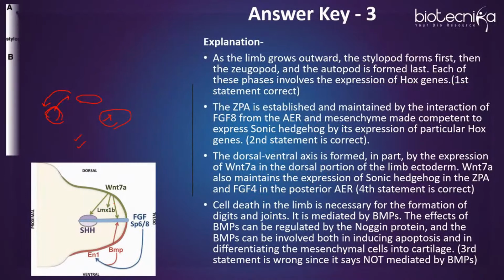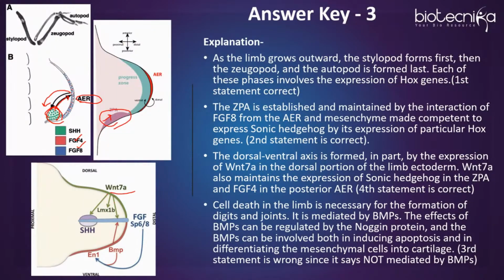So that's correct because you can see that WNT7A is expressed in the dorsal area, and it is controlling through a signal called LMX1B. There is a question regarding this also in shift 2 part C, so we'll discuss that also. LMX1B is maintaining this SHH, and SHH is maintained by FGF8.